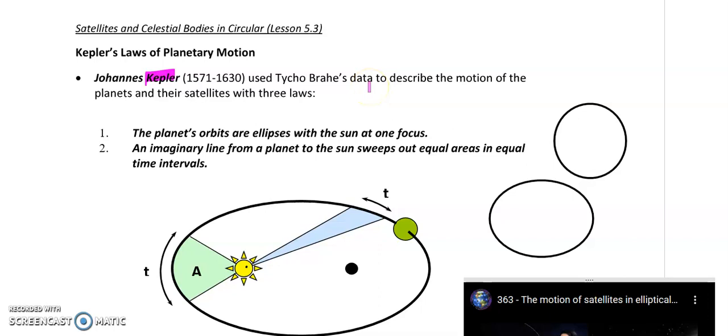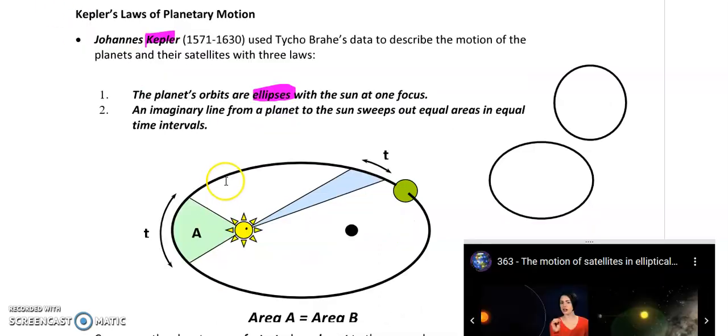motion of the planets. And one of the big things here, first of all, is that the planets' orbits are in fact ellipses with the sun at a focus, right? And there are these imaginary lines sweeping through equal areas over equal time intervals. So what does that mean?